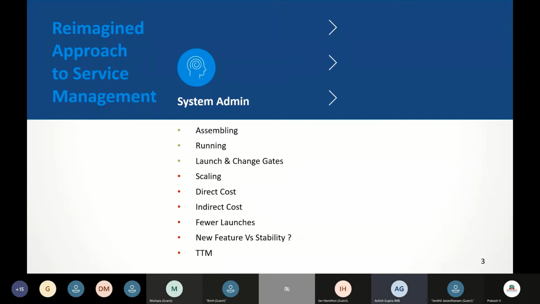This created a new problem: every time organizations, or in particular Google, thought about launching a new feature, their whole question of stability always stopped them, and it was a problem they needed to deal with. And then the last but not the least is the TTM, the time to market.